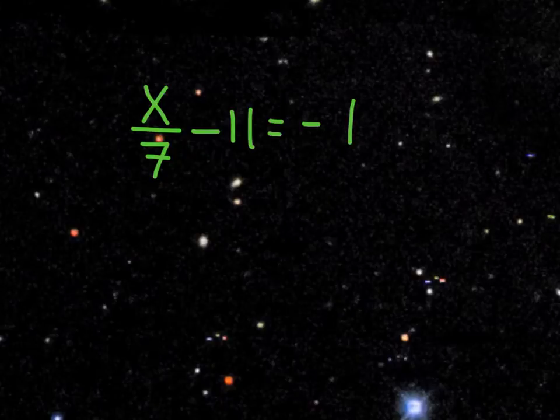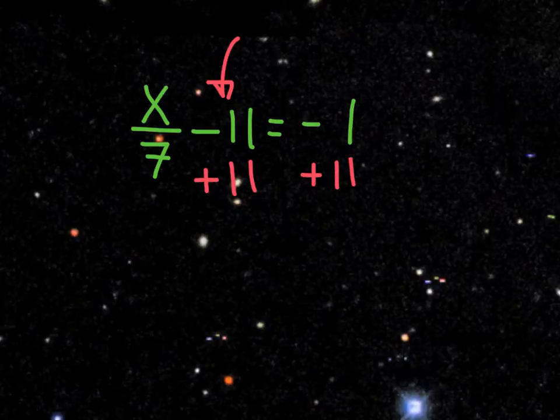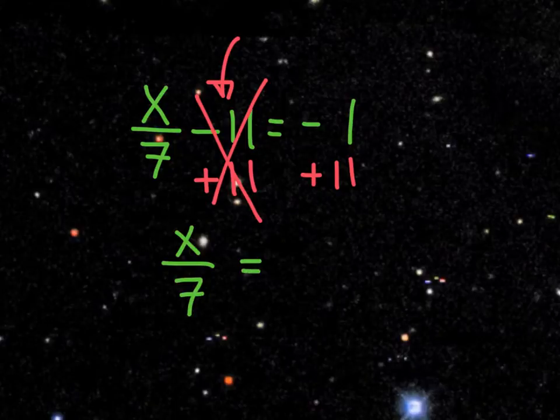So again, the first thing we need to do is get rid of this constant. It's this negative 11 here, or minus 11. And the opposite with that would be to add 11. So I'm going to add 11 to both sides of the equation, which will cancel those out, and we'll be left with x over 7 equals negative 1 plus 11, which is positive 10.